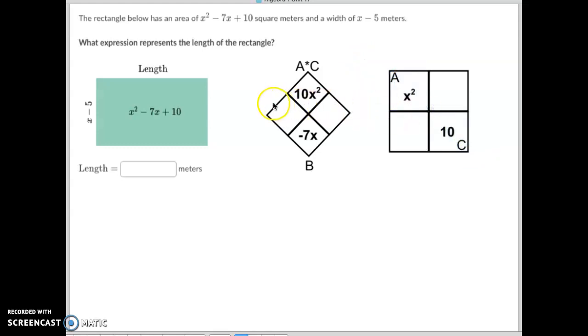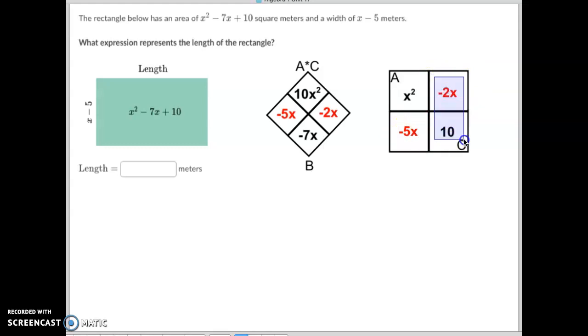Now I've got to think of two numbers that multiply to make a positive 10x squared, but add together to make a negative 7x. So I need either two positives or two negatives, and you probably got it by now. It should be a negative 5x and a negative 2x. Those two negatives would create a positive 10x squared, and those two negatives would add up to a negative 7x. We will then take these two terms here, and we'll plug them into these two spots. Again, it doesn't matter which one they go to.